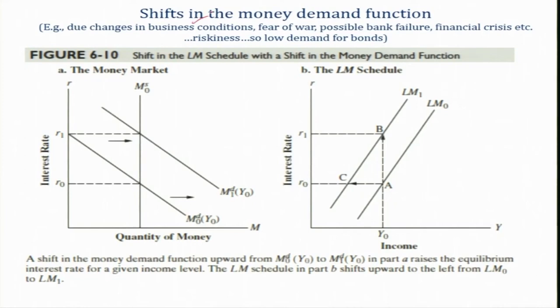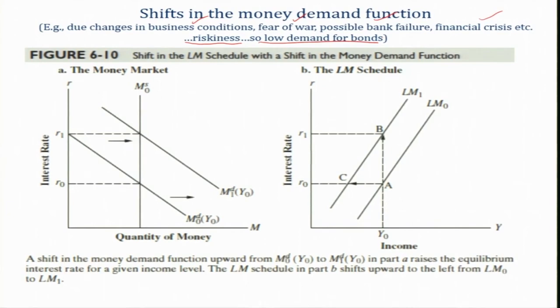Look at all these factors, changes in business conditions. Suppose that the business conditions become very pessimistic, a very dark future ahead in the economic scenario, fear of war or possible bank failures or financial crisis. Because of all these things, the overall riskiness in the economy increases, the uncertainty level increases. So people will be making less investment in the bond market and stock market. So you can see here that there will be low demand for bonds because of the adverse business conditions and fear of war, etc.